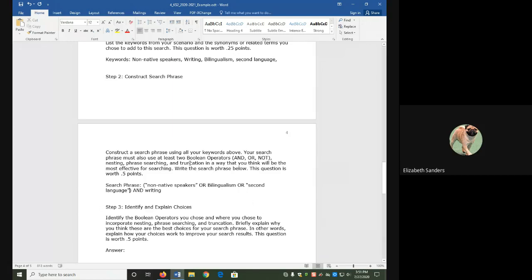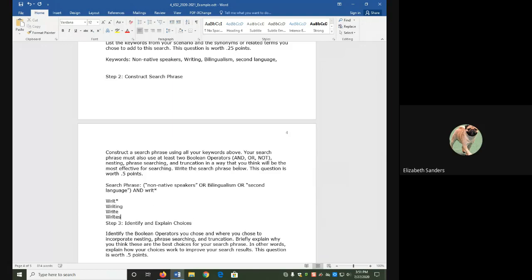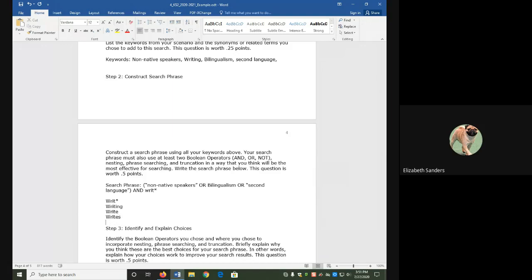Finally, we have truncation. Truncation looks at variations of a word, taking the root and then expanding it out. This is really useful if you have something that is written a little bit different, even though it means basically the same thing. For example, with writing, by putting the truncation symbol here, I will get results that mention writing, write, and writes, all related to writing, but just spelled a little different.